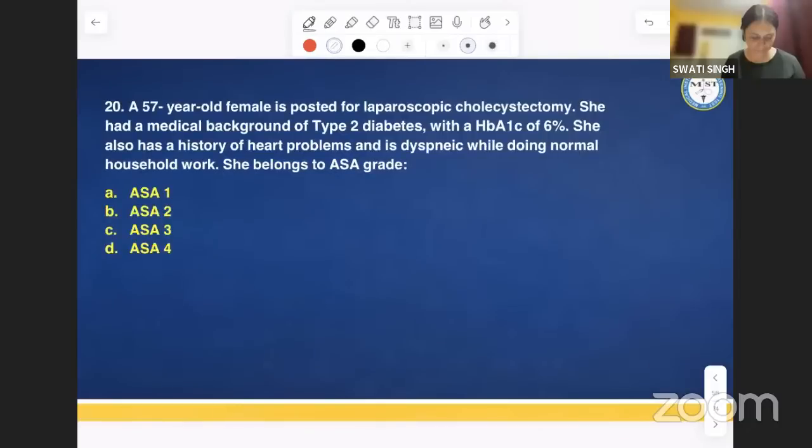Okay, next question. A 57 year old female is posted for laparoscopic cholecystectomy. She had a medical background of type 2 diabetes. Her glycosylated HB is 6%. She also has a history of heart problem and is dyspneic while doing normal household work. She belongs to ASA grade? Everyone, I'm expecting ASA grading to be asked in the exam, so I will revise ASA grade with you.